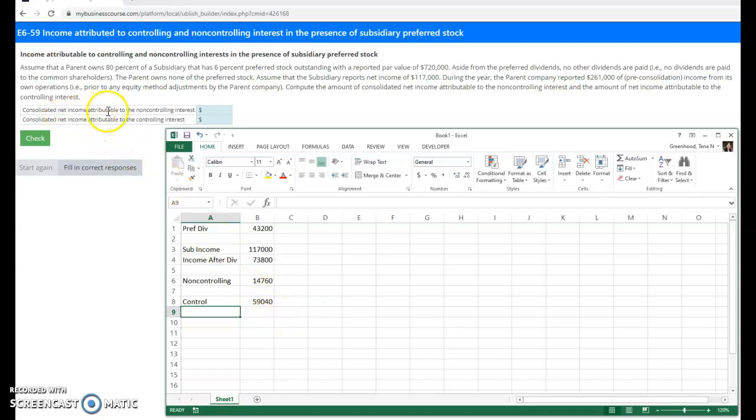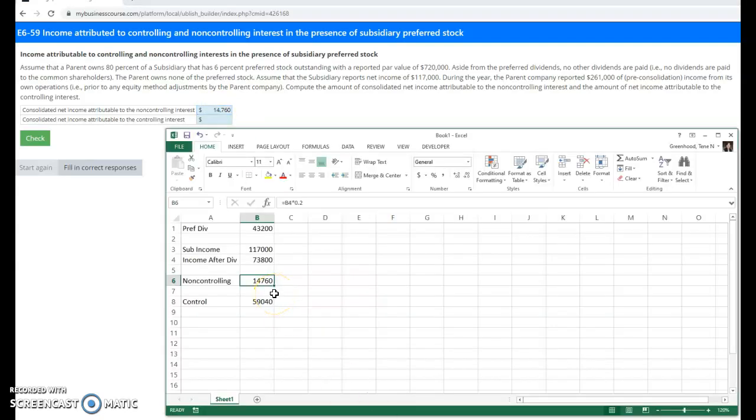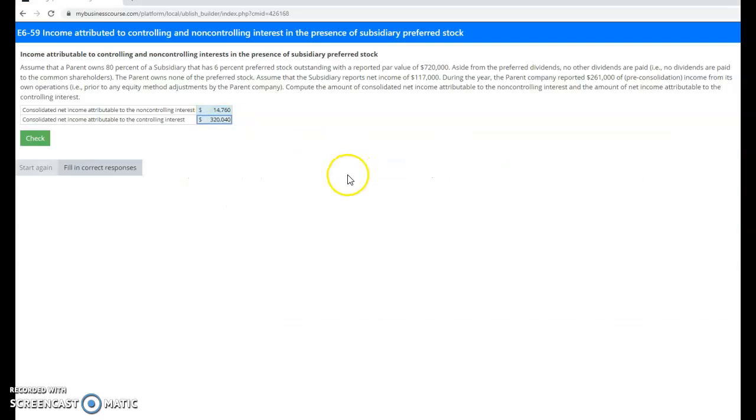So the consolidated net income attributable to the non-controlling interest is the 14,760. And then for the controlling interest, we have this 59,000, but we also have to consider what the parent's standalone income was. So it was 261. And so when we add those together, we have 320,040 to the parent or the controlling interest. And we've solved that one.